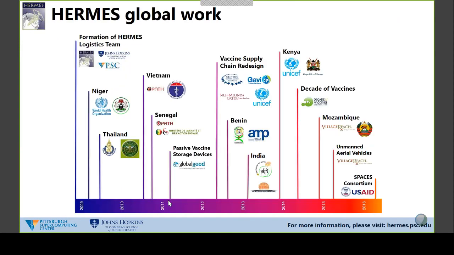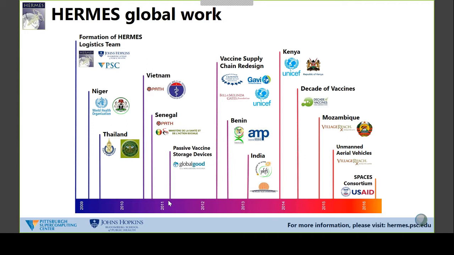So, just a timeline of the different projects that we worked on. We've gone to many countries and helped a lot of governments and organizations on matters of immunization and other health product supply chains with Hermes. We started the team in 2009 as a collaboration between our group at the PSC and Johns Hopkins University, and then we've had engagements in Niger, Thailand, Vietnam, Senegal. We've looked at things like passive storage devices.